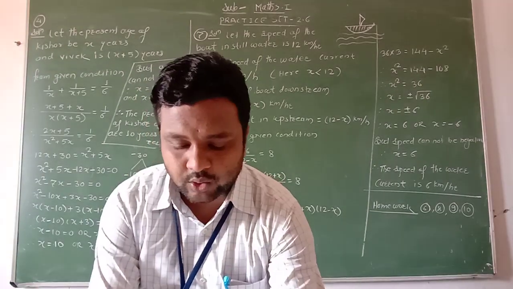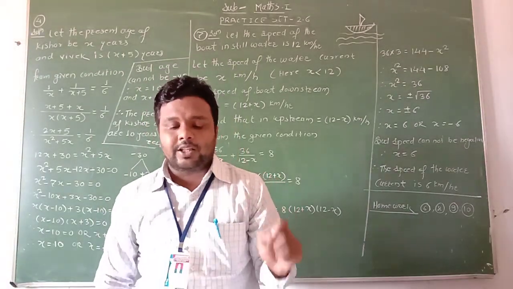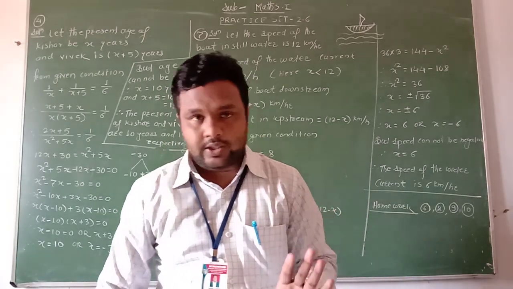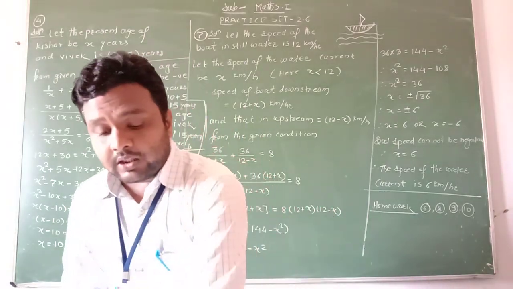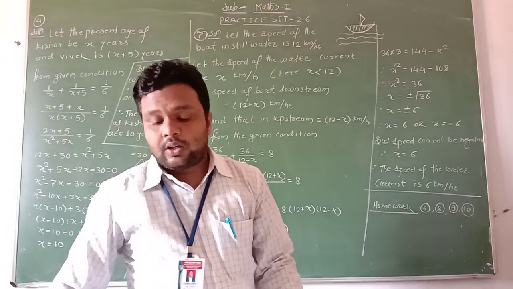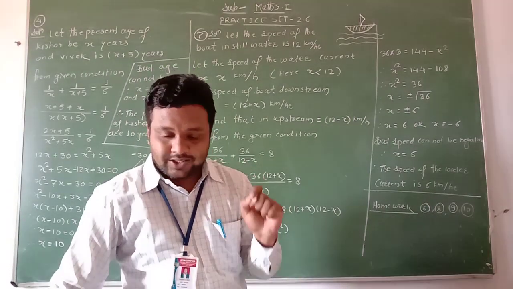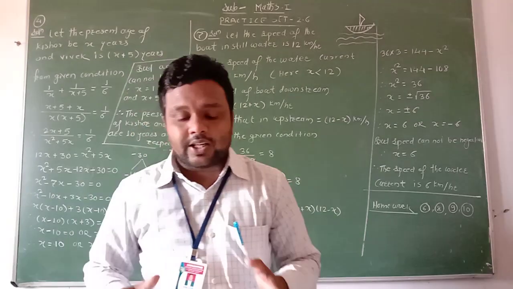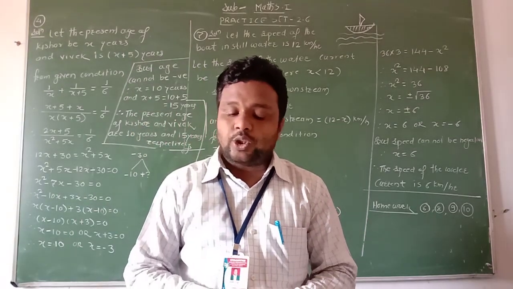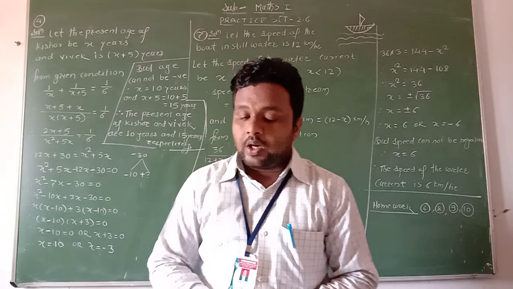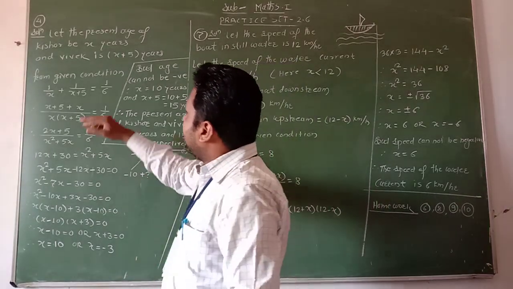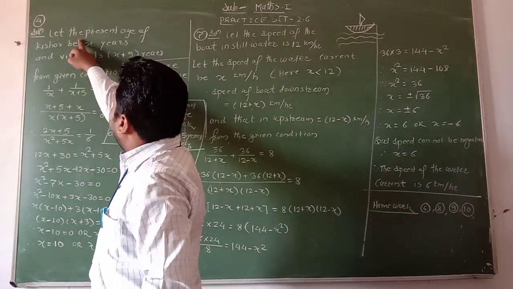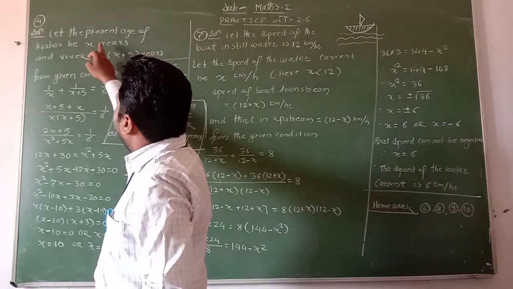Vivek is 5 years older than Kishore. This means the relation between the ages of Vivek and Kishore is given, isn't it? The sum of the multiplicative inverse of their ages is 1/6. Find their present ages. In this question, we understand we have to find out the ages of Vivek and Kishore. For that, let the present age of Kishore be x years.